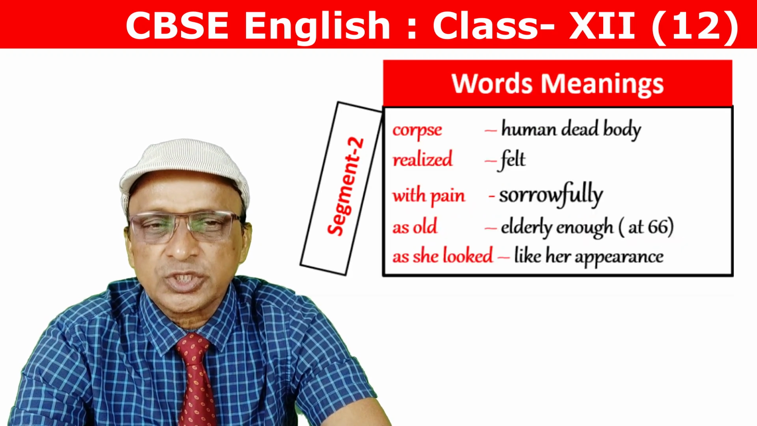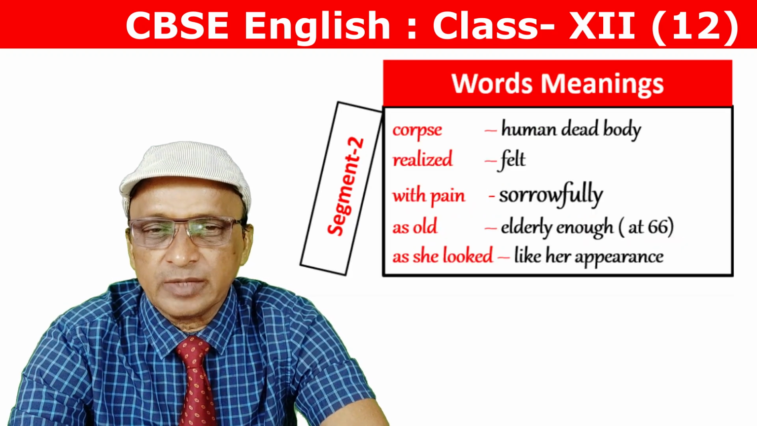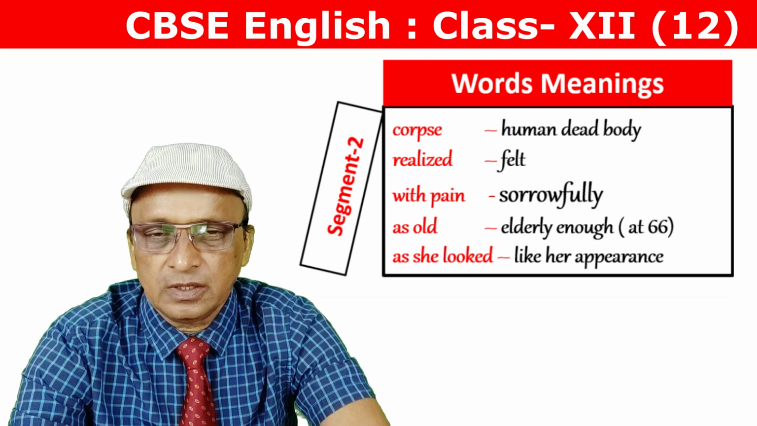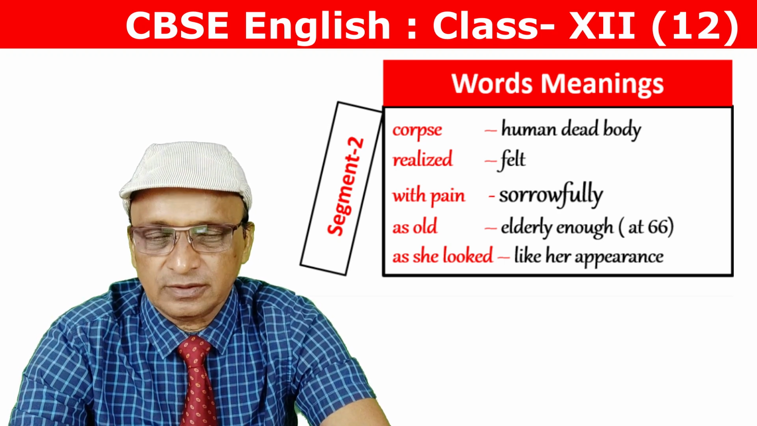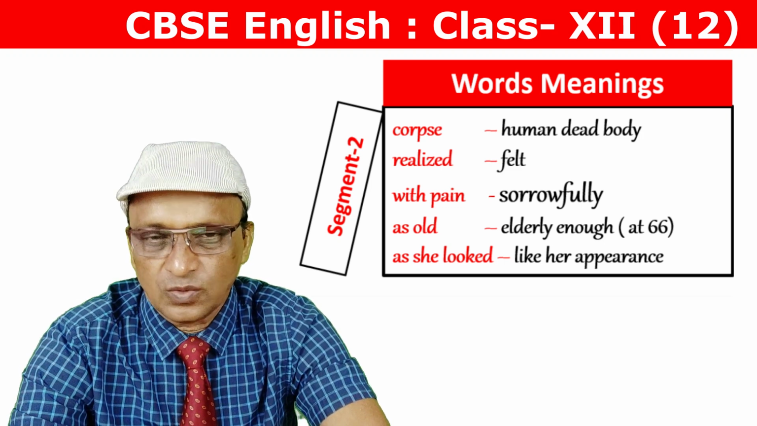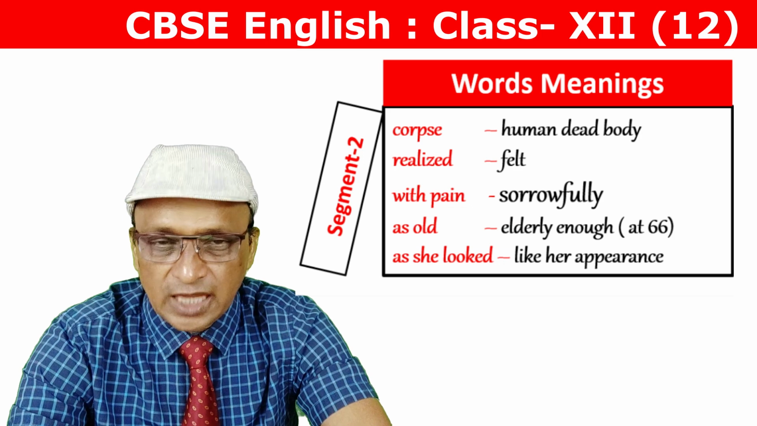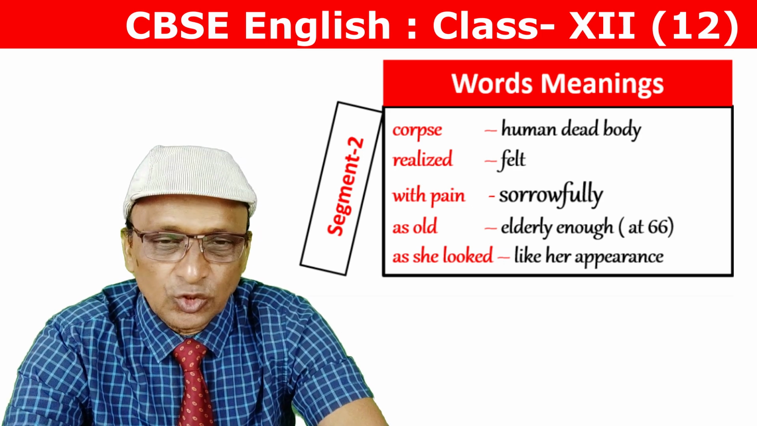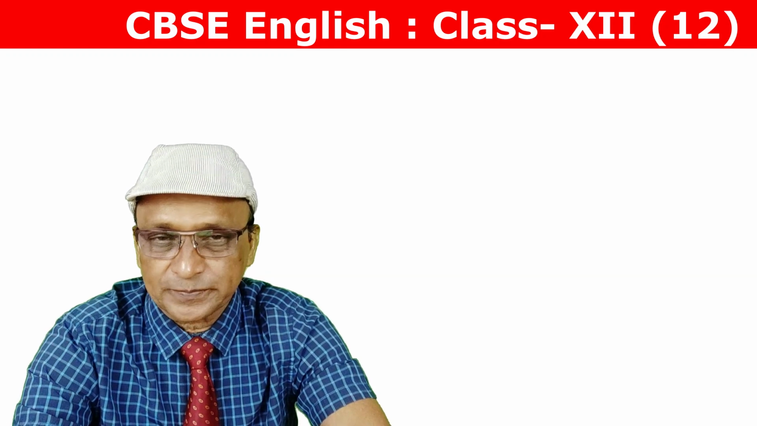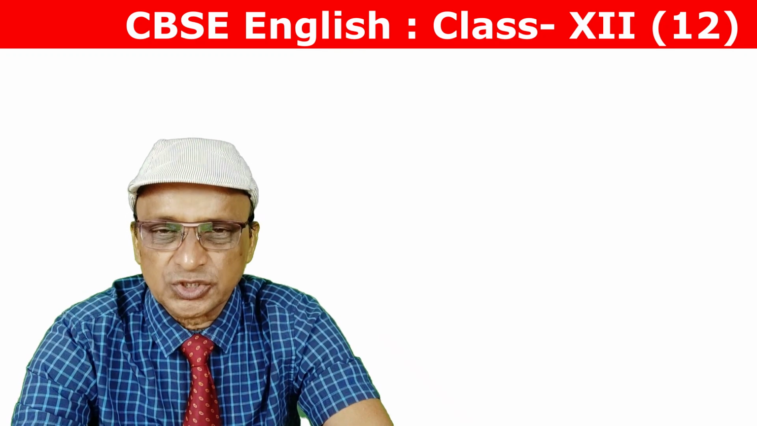What is corpse? Corpse is a human dead body. An animal dead body is carcass. Realized means felt. With pain means sorrowfully. As old means elderly enough. As 66, one is elderly enough. As she looked means like her appearance, she was there. Simple meaning, annotation is this.